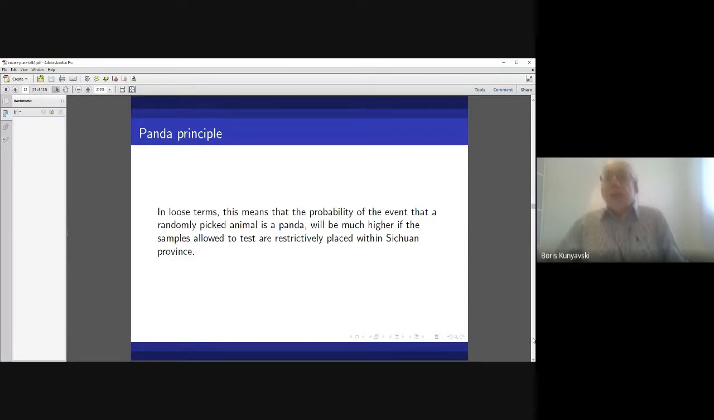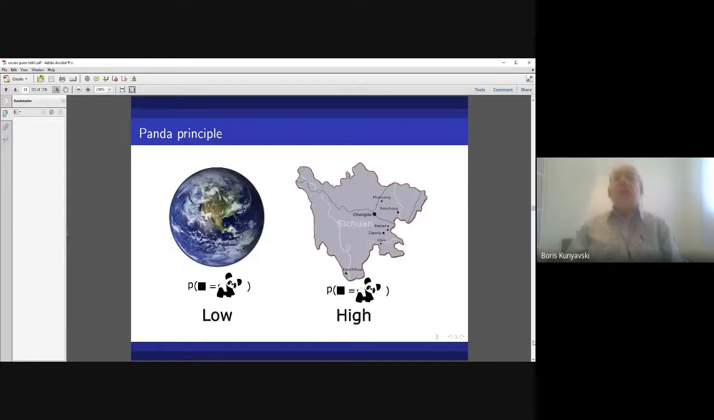This means that the probability of the event that a randomly picked animal is a panda will be much higher if the samples allowed to test are restricted to Sichuan province. That's how I illustrate this. So what do I mean? If you try to pick a random animal on our globe, it's hard to expect that it will be a panda. Panda is a rare animal. You have some in some regions of India, but in our places, we have several species in zoos. So the probability is extremely low. It's very unlikely that a typical element or randomly picked animal is a panda. But if we do the same inside Sichuan province of China, the probability becomes much higher.